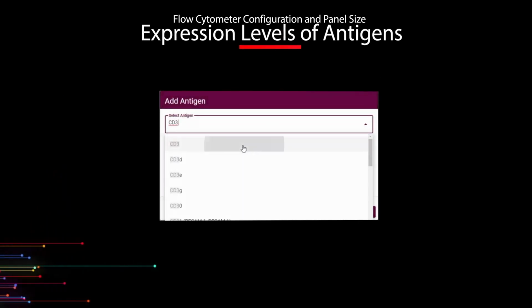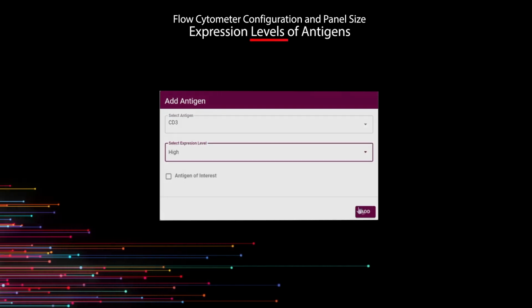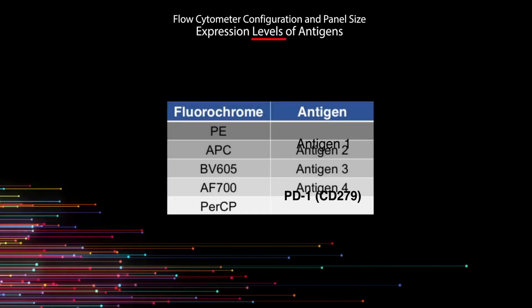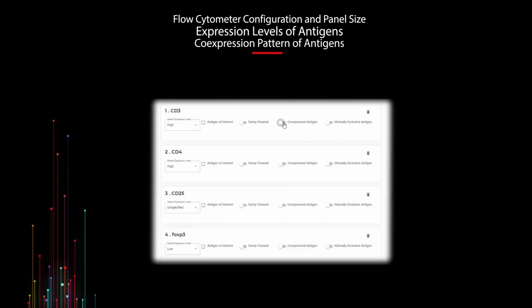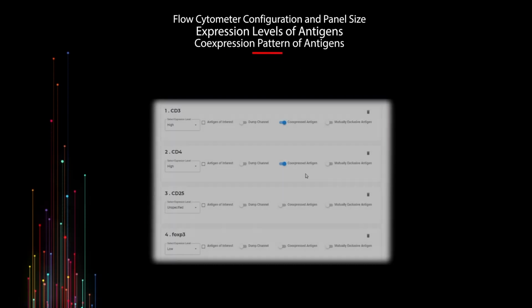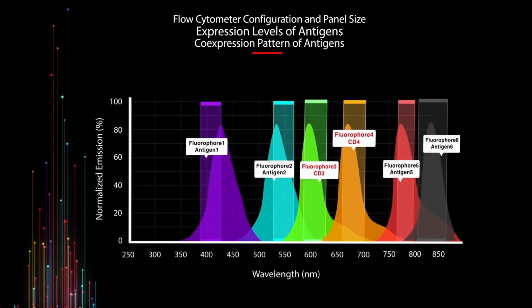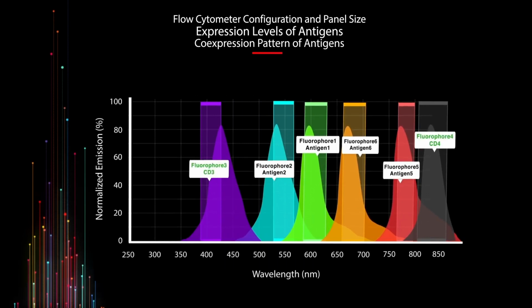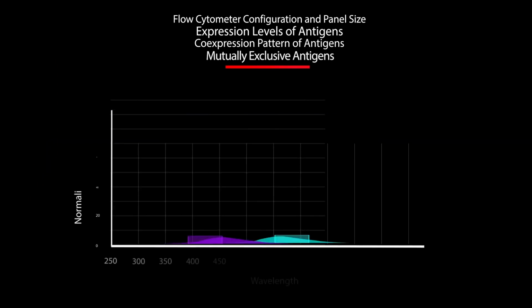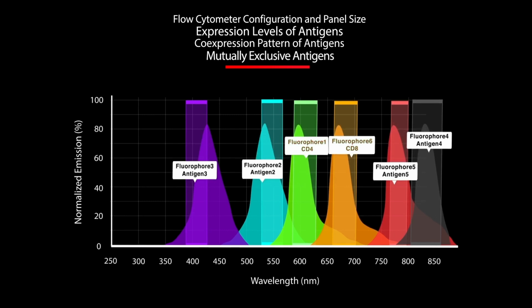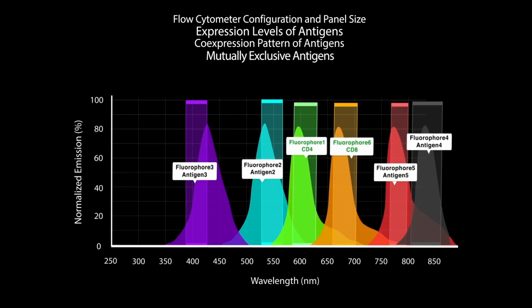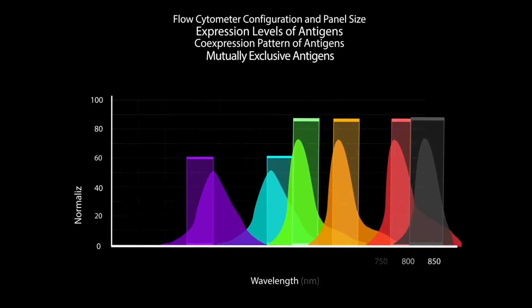The algorithm also takes into account the antigen's potential expression levels on cells in order to pair brightest fluorochromes with dimmest antigens and vice versa. Thirdly, antigens that are co-expressed on the same cell populations are logically paired with fluorochromes that have the lowest possible spectral overlap. Mutually exclusive antigens are antigens that correspond to different cell populations that will be gated and analyzed separately. EasyPanel cleverly matches these to fluorochromes that are spectrally adjacent within the panel.